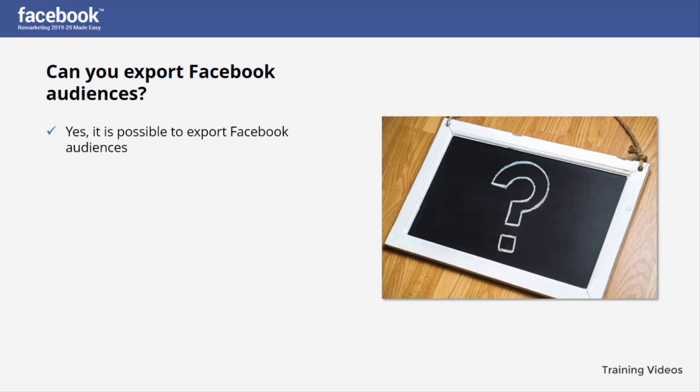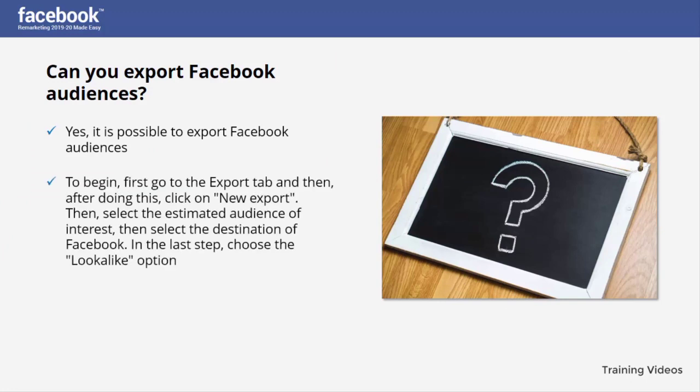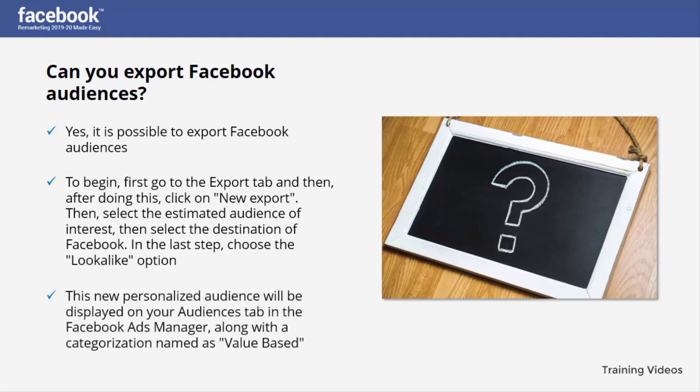Can you export Facebook audiences? Yes, it is possible to export Facebook audiences. To begin, first go to the Export tab, and then click on New Export. Then select the estimated audience of interest, then select the destination of Facebook. In the last step, choose the lookalike option. This new custom audience will be displayed on your Audiences tab in the Facebook Ads Manager, along with a categorization named value-based.